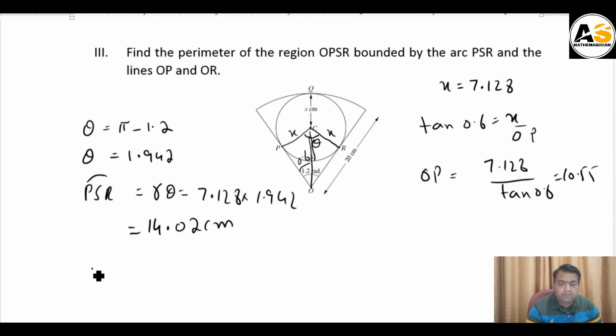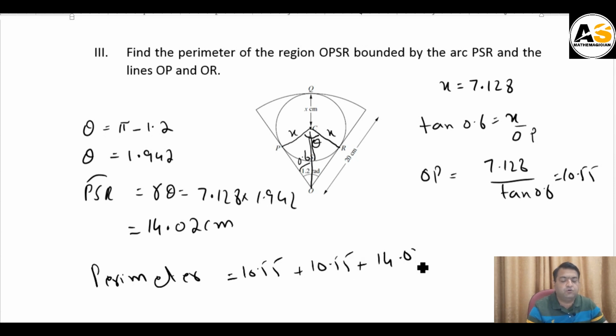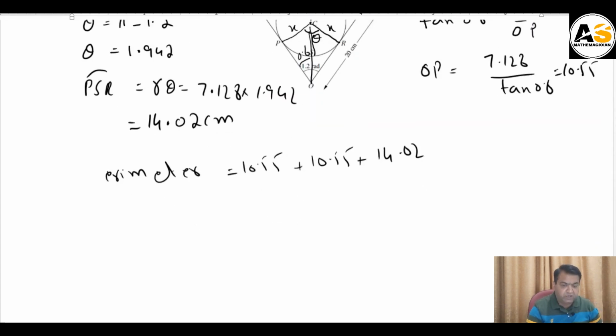So required perimeter will be 10.55 plus 10.55 plus the arc length 14.02, and it will be total to 35.1 centimeter. This is the part third of question number 3 of today's lesson. I hope this is clear.